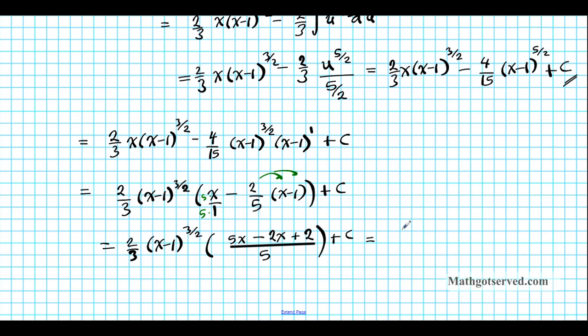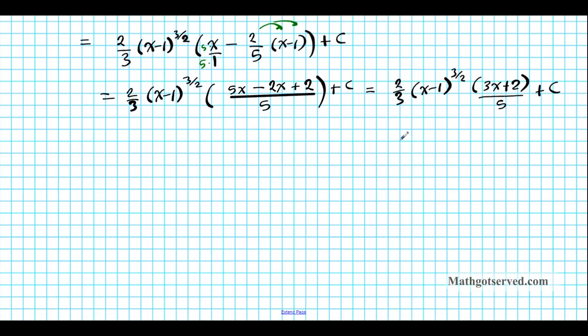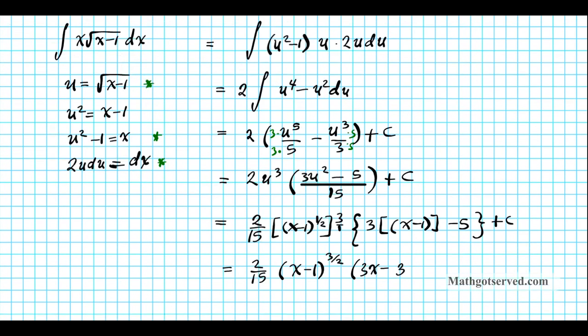And our final answer is going to be 2/3 times (x minus 1) to the 3/2 times 5x minus 2x is, let's see, 3x plus 2 over 5 plus c. Okay? Oh yeah, we can also bring out this 1/5 right here. Let's make it look nicer. So we can rewrite this as 2 over 15 times (x minus 1) to the 3/2 times (3x plus 2) plus c. All right, so that's your final answer.